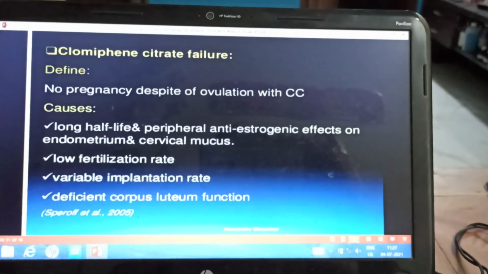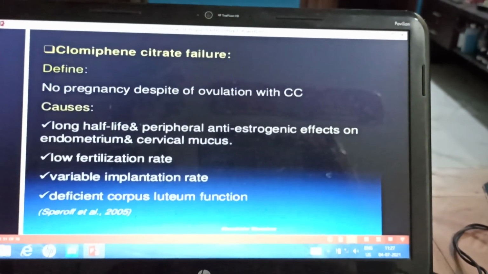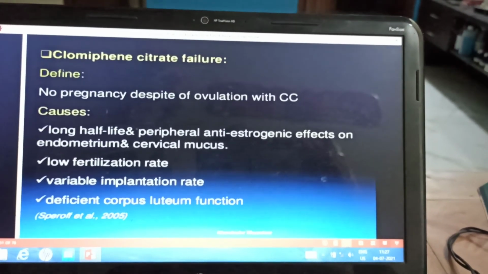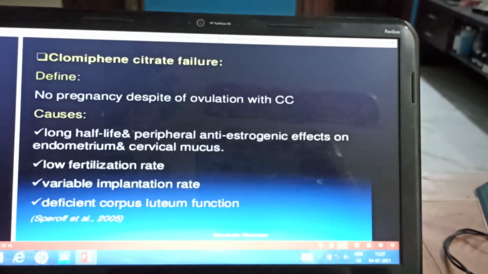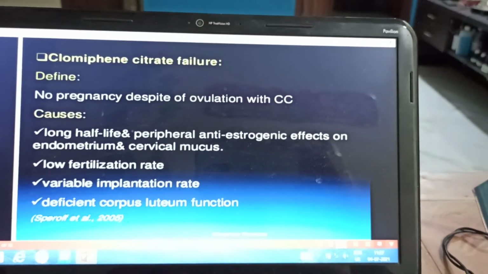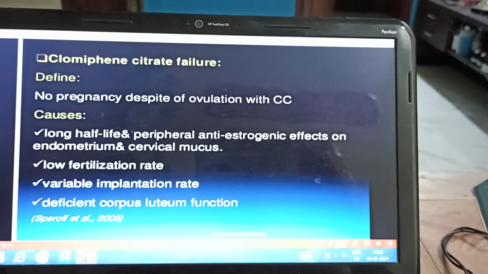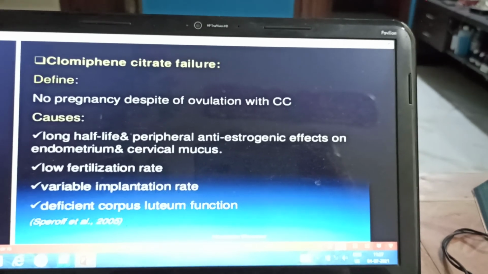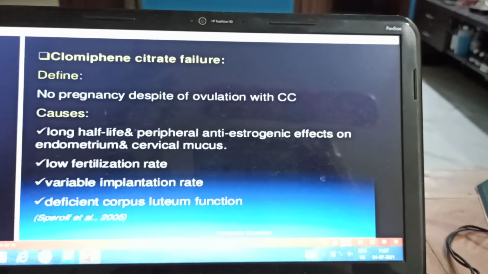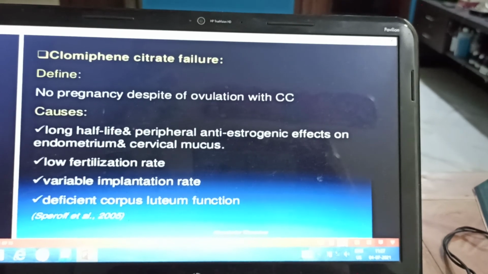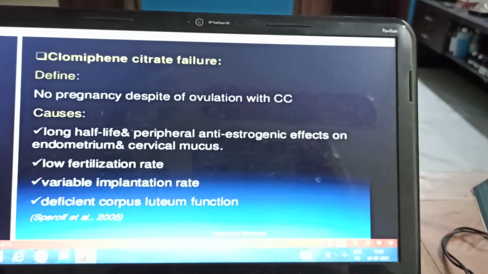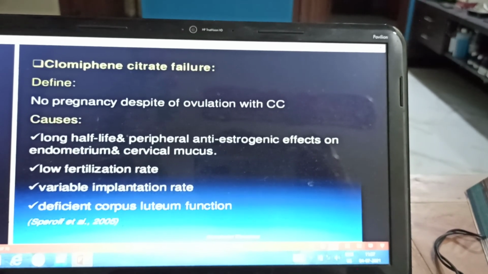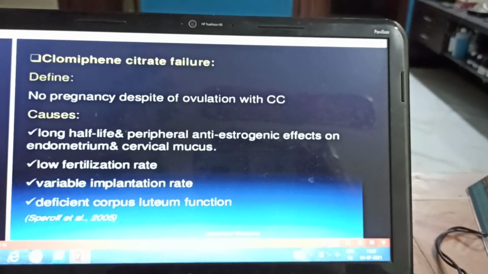Now coming to the failure of clomiphene citrate. What is clomiphene citrate failure? No pregnancy despite ovulation with clomiphene citrate is known as failure of clomiphene citrate. Causes: the long half-life of clomiphene citrate and its peripheral anti-estrogenic effect on the endometrium and on the cervical mucus. Low fertilization rate, variable implantation rate and deficient corpus luteum function. So we have seen the anti-estrogenic effects of clomiphene citrate on the developing follicle, endometrium and cervical mucus.